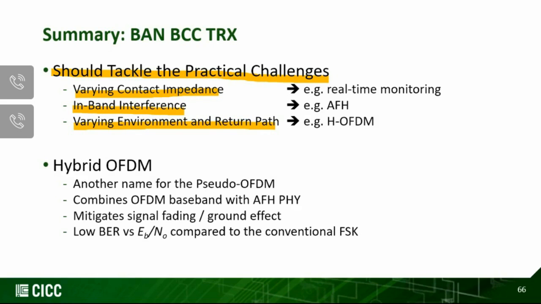in-band interference, and the varying environment return path and the path loss can be mitigated by hybrid OFDM. The hybrid OFDM is another name for the pseudo OFDM, which combines the OFDM baseband with the adaptive frequency hopping. It mitigates the signal fading and ground effect at the cost of more bandwidth, but as I said, for the context of body area network in the body coupled communication, more bandwidth is not a big limitation. It achieves lower BER versus the ENOB versus noise compared to the conventional FSK.